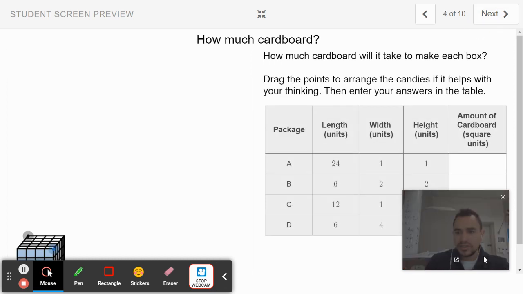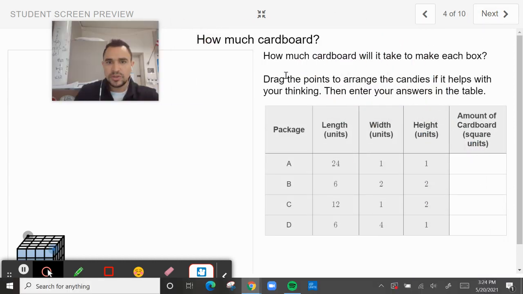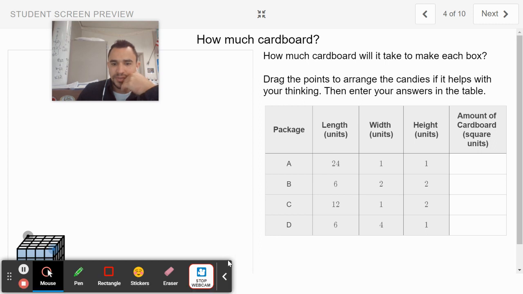Let's move on to the next one. So it says, how much cardboard will it take to make each box? Drag your points to arrange the candies. If it helps with your thinking, then enter your answer here. Let's take a look at D. 6 times 4, so length is 6, width is 4, height is 1, the amount of cardboard in square units.